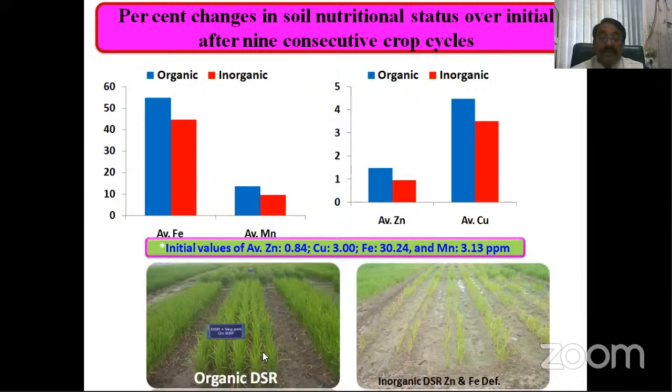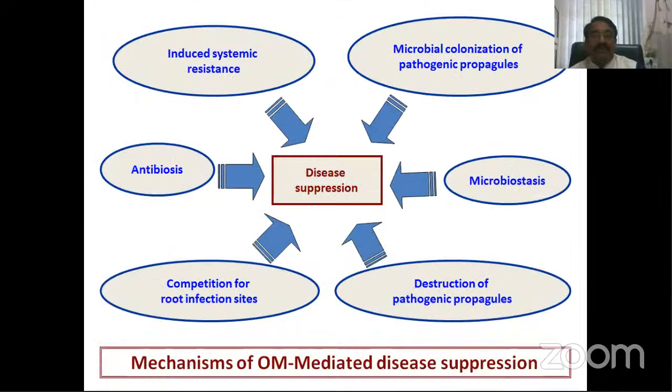And I have even taken an organic DSR, direct seeded rice. In direct seeded rice, it is a general phenomenon that there is complex deficiency of iron and zinc. But I could not find any deficiency in direct seeded rice in the organic production system, due to the micronutrient availability. Then there are also organic matter mediated disease suppression systems.